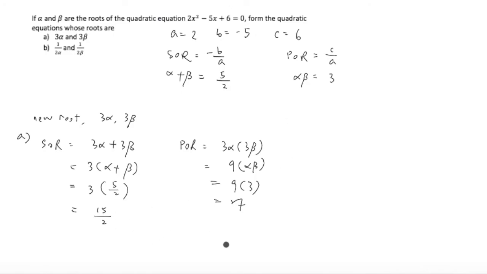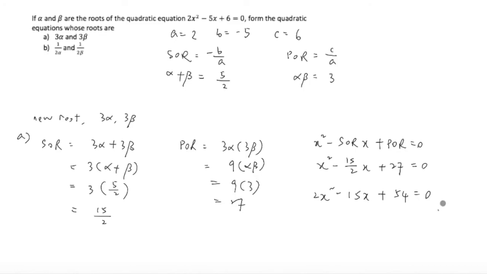Put it down here, but I not enough space, I write here. X square minus sum of root x plus product of root. So x square minus 15 over 2 x plus 27 equals to 0. Remember to write equals to 0. Or multiply 2, to make it one line nicer, times 2, 54. Okay, done for A.